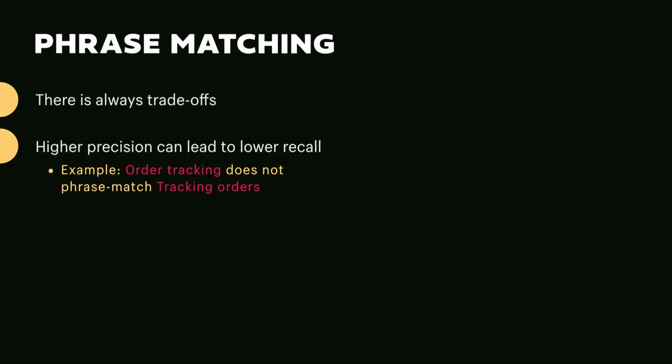But as you can see, there's always a trade-off. So the precision we gain from phrase matching can actually lead to lower recall. So here's one example. The phrases order tracking and tracking orders, although semantically the same, are different phrases. And searches for one will miss the other. In this case, fuzzy matching ends up providing us with a safety net, because fuzzy matching is a high recall matcher, and it does match on individual words. So that allows us to ensure that relevant apps are not missed.